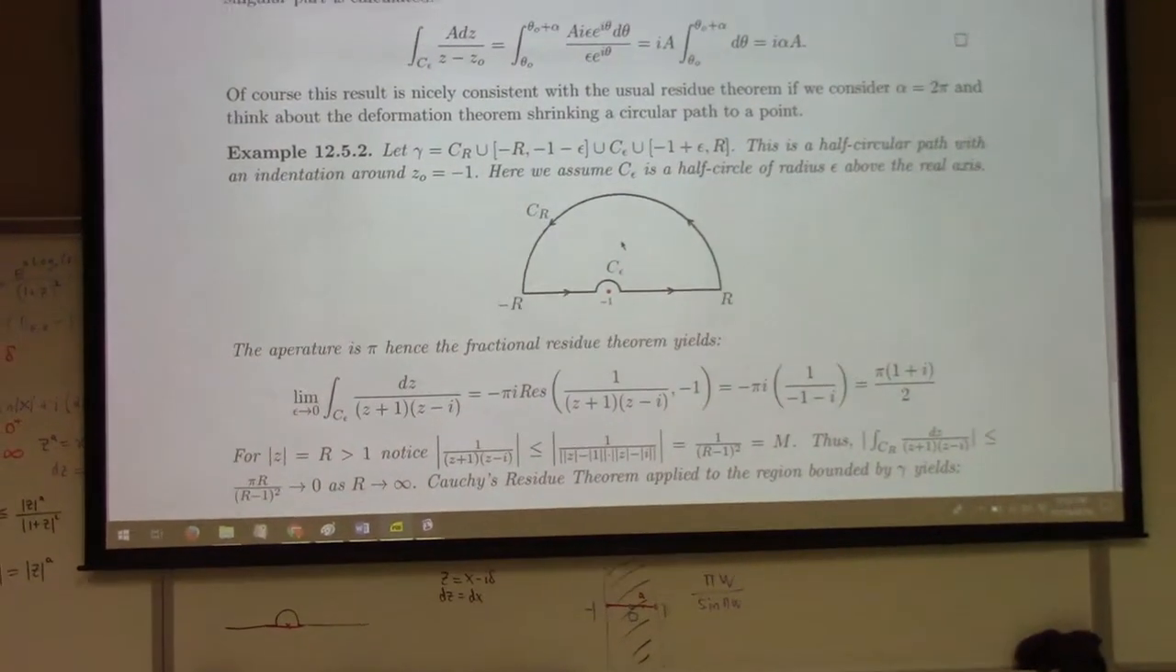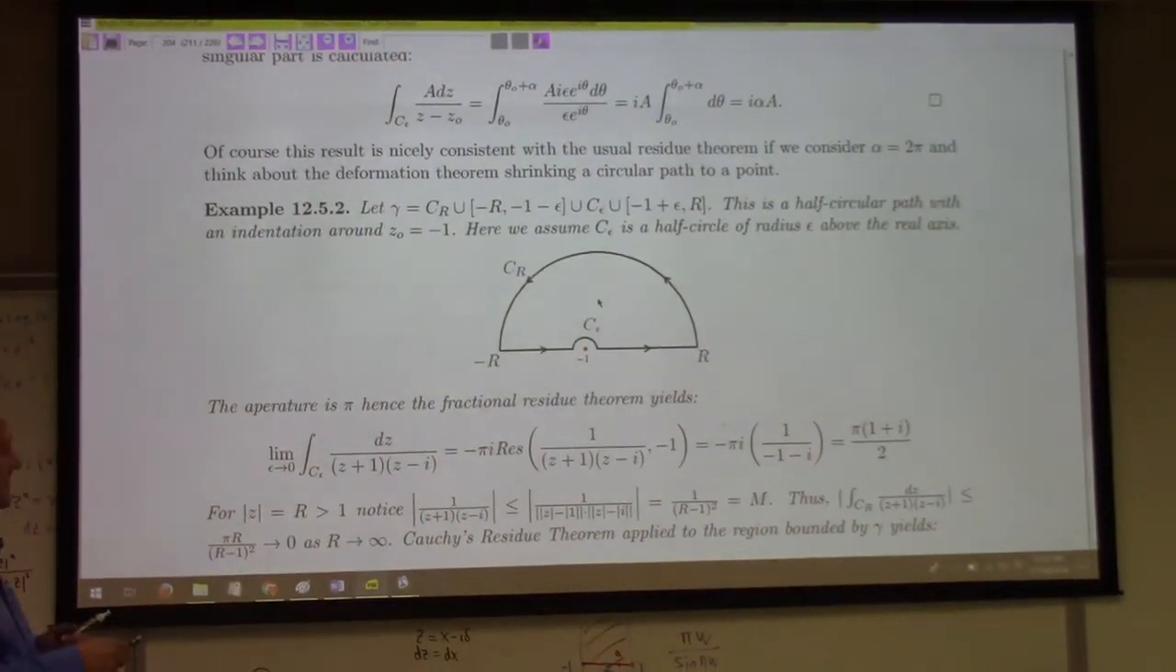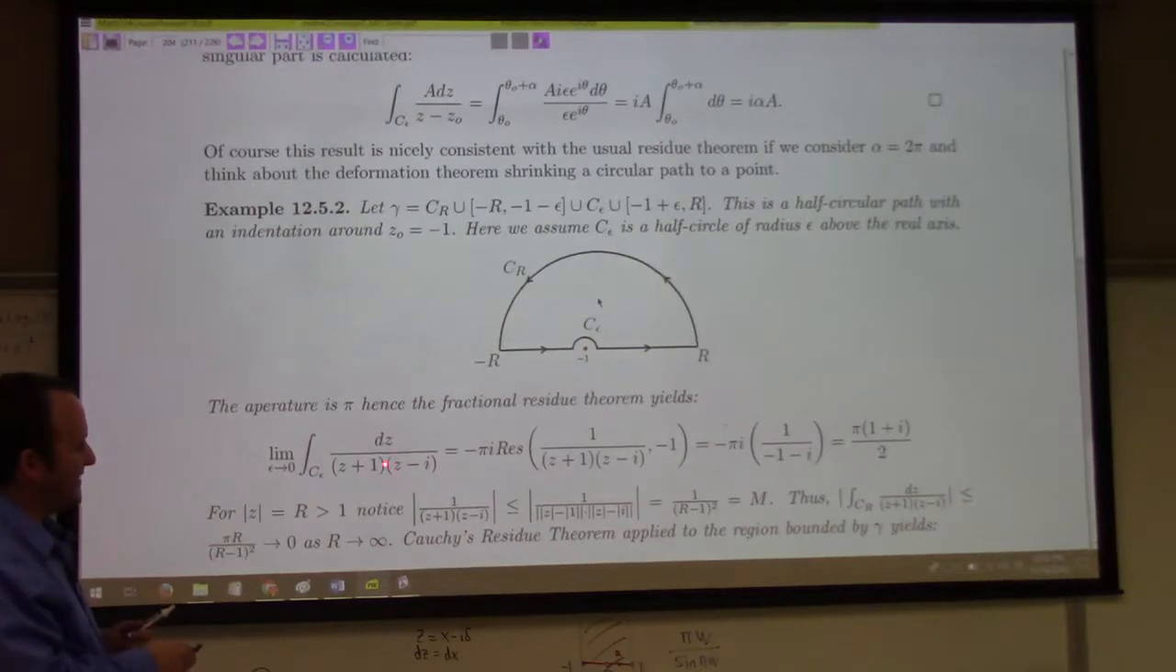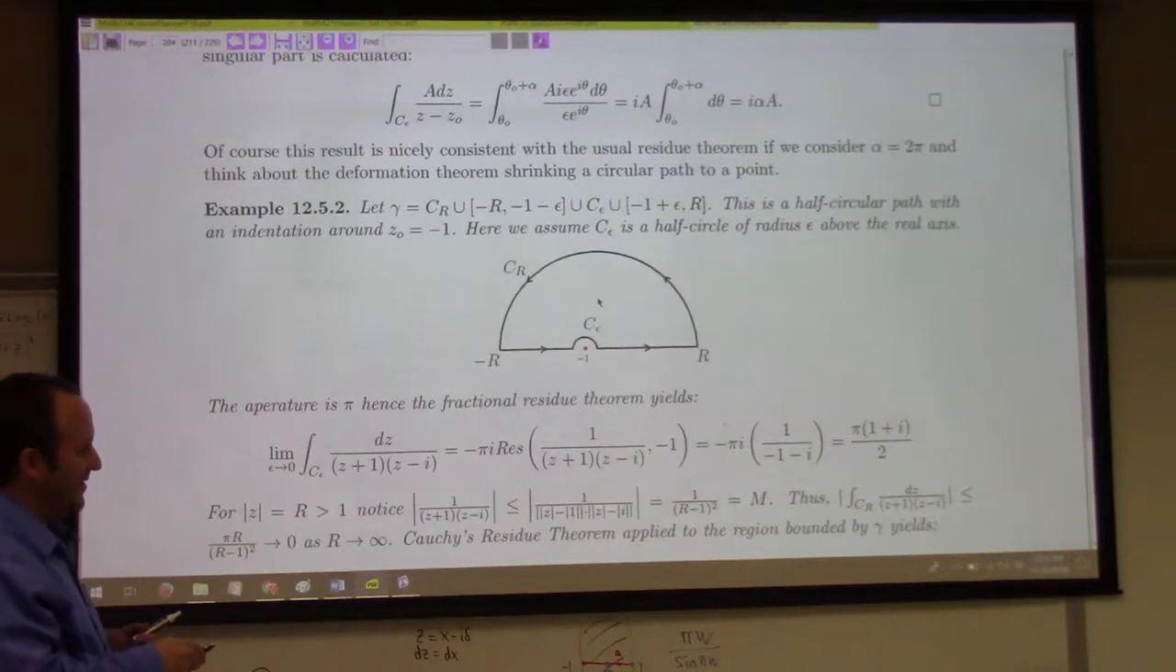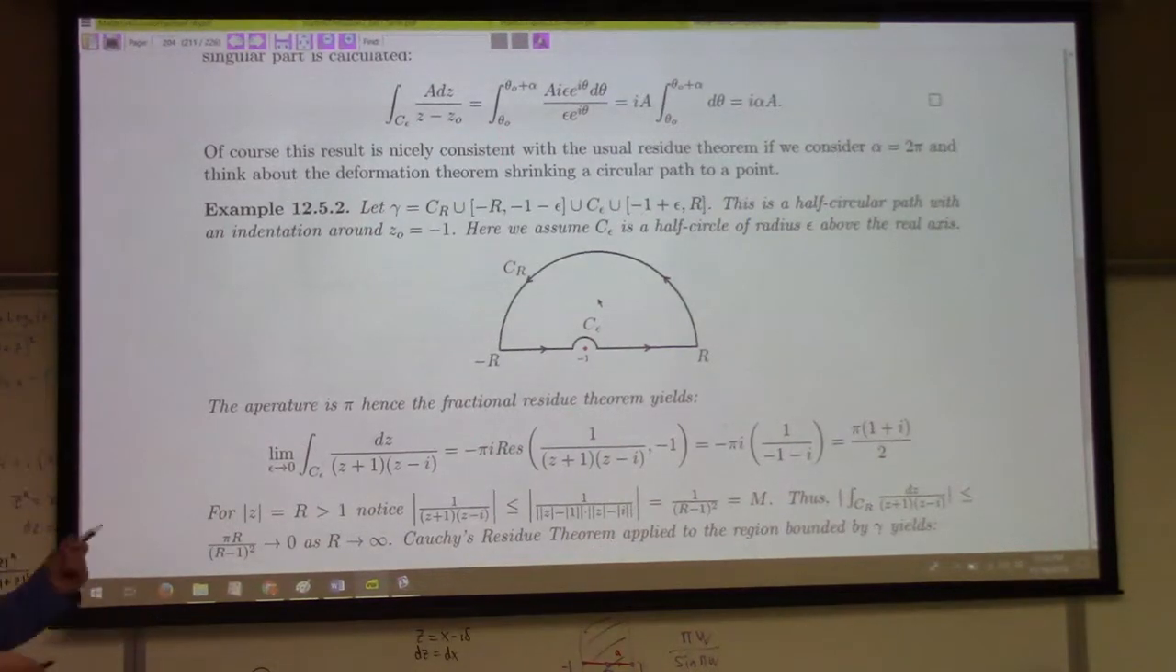Here's an example where that comes into play. If you wanted to integrate something with z plus 1 times z minus i in the denominator, you could use this modified half circle domain where you half loop around the minus 1 and use the fractional residue there. For that fractional residue, I only got pi instead of 2 pi, and there's a sign that matters. I'll try to talk more about this next class, but anyway, there's an example.